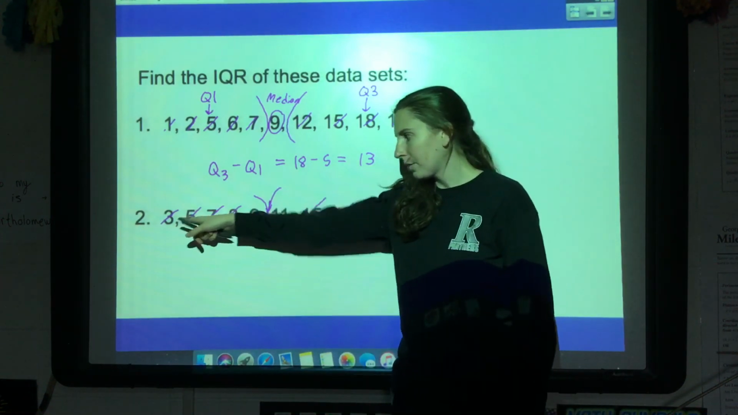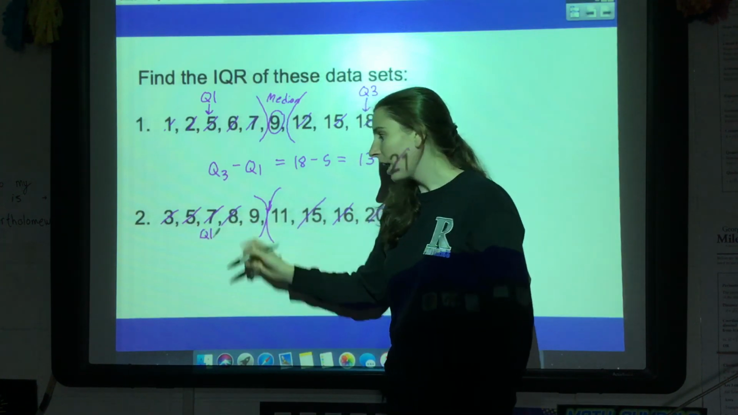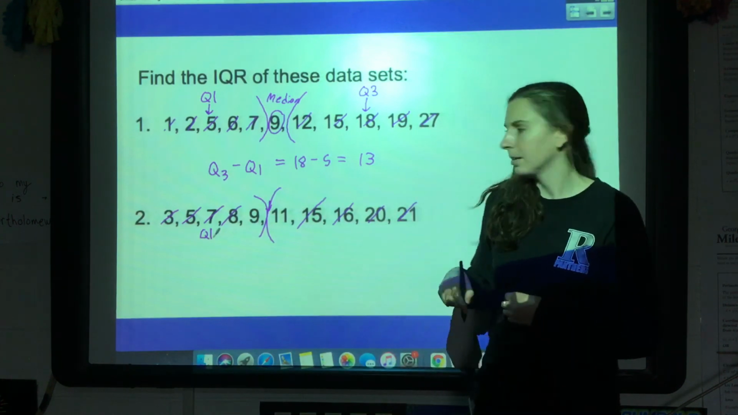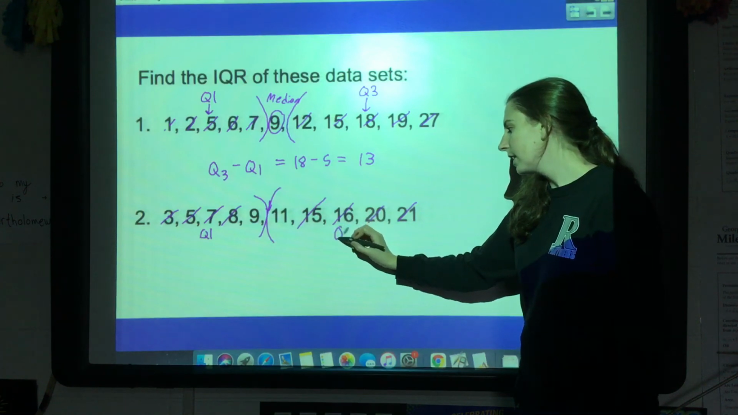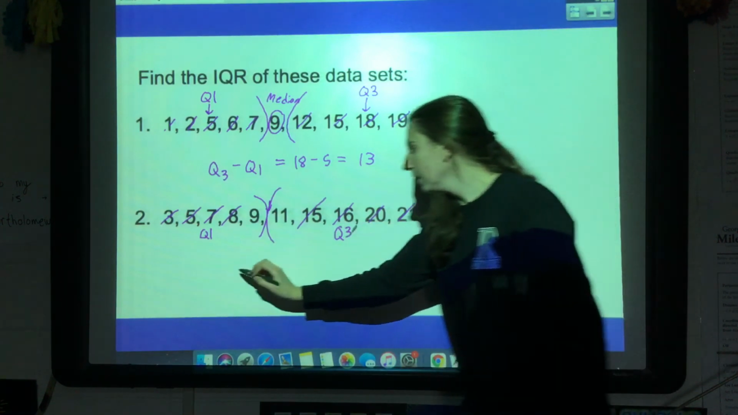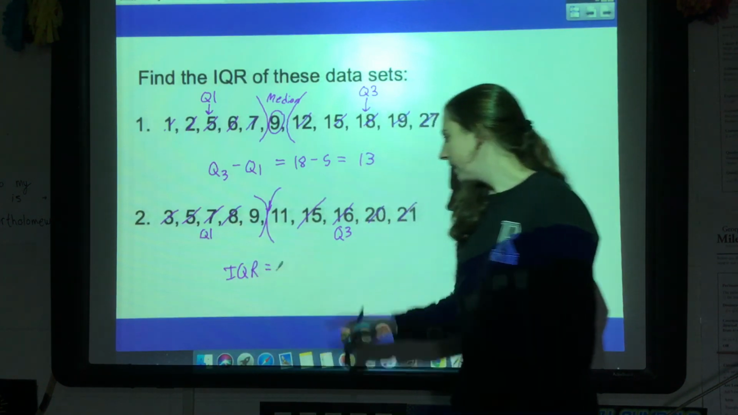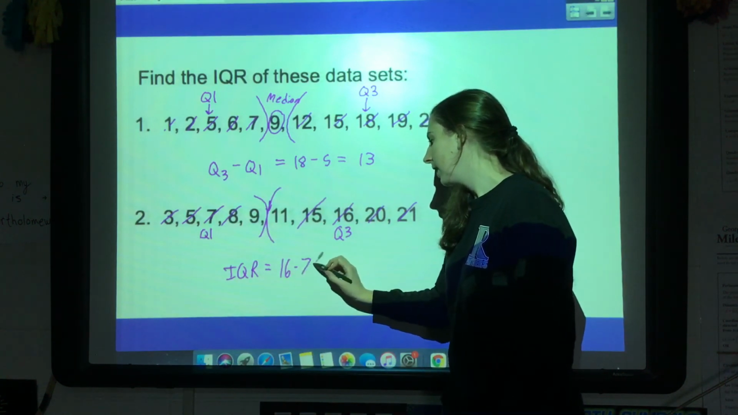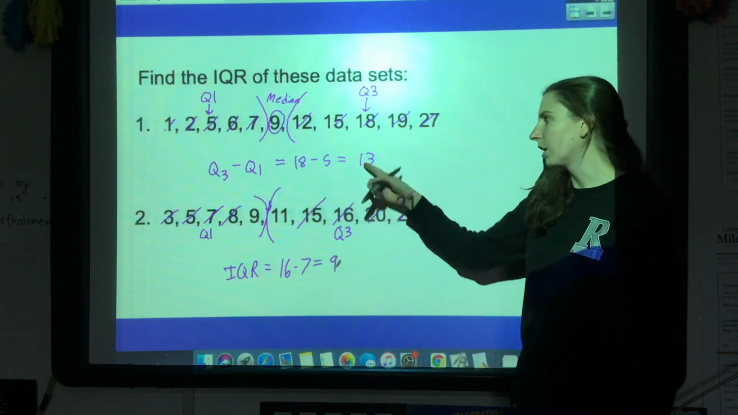Q1 is going to again be the middle number over here, which is 7. And if there are ever 2 in the middle, you average them, just like you do with the median. And then the middle number over here is 16, so that's Q3. So my IQR, or interquartile range, is Q3 minus Q1. 16 minus 7, which is 9. So kind of close to this.